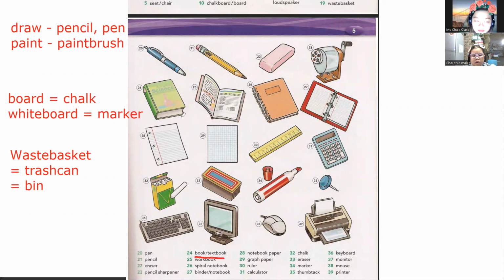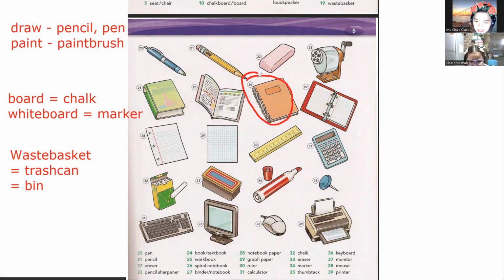Number 24, book or textbook. All right. We also have a workbook. A workbook is like what you have as a quiz. This is where you answer some of the lessons that you tackle in the textbook. What you learn in here, the teacher will check or will give you a quiz using a workbook.